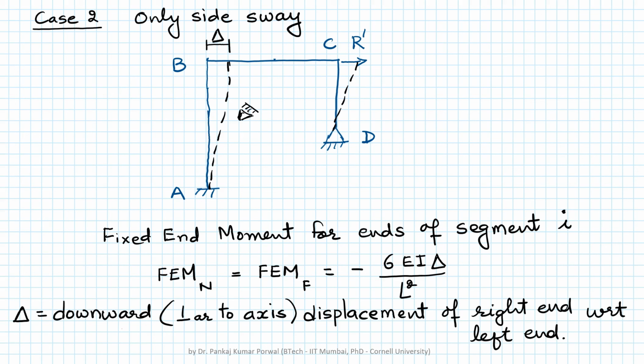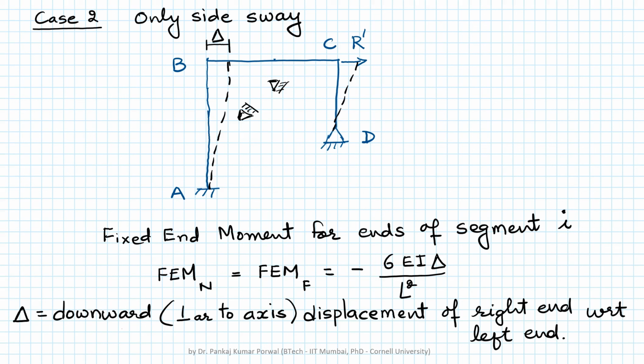then B end is going downward with respect to A, and if I look at segment BC from this side, then in this case both end B and C are moving horizontally, so there is no displacement or there is no relative displacement of C with respect to B perpendicular to the axis of segment BC. So for BC, delta will be 0, and for CD, delta will be delta.